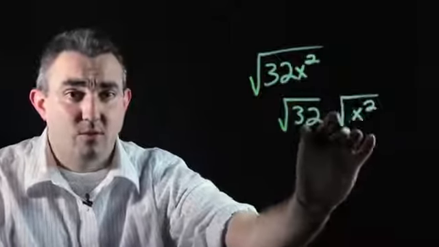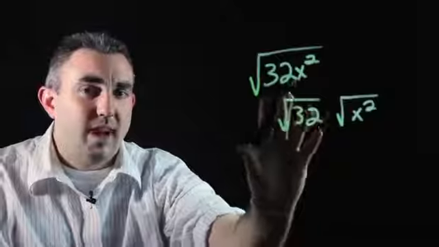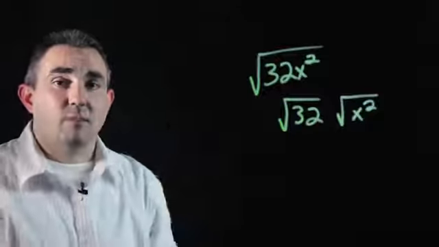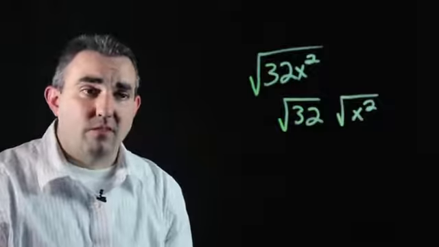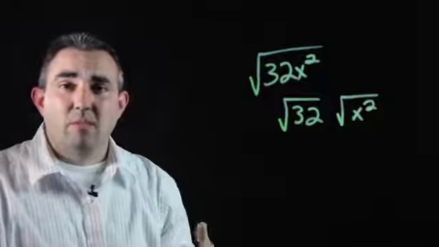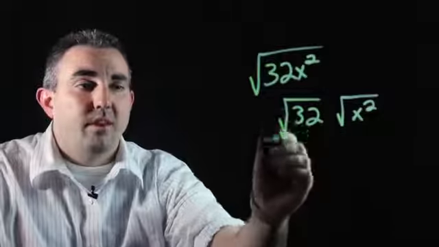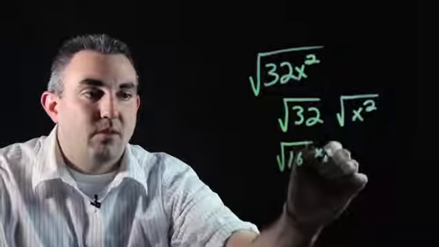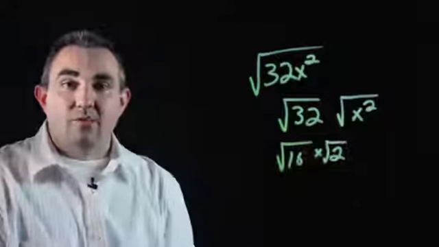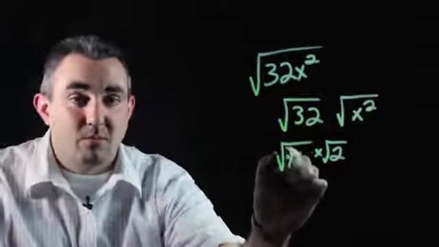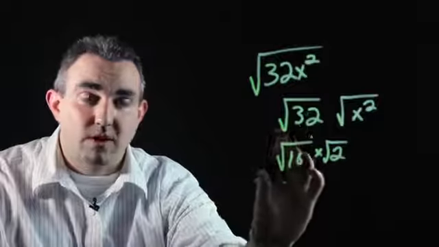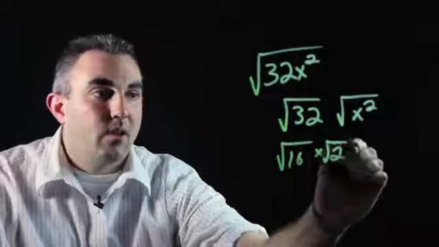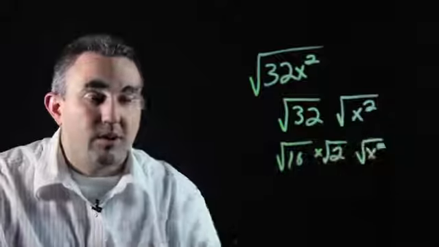x times x gives you x squared. 32, not as easy to do. So you need to think of some of the factors of 32 that might include a perfect square inside of it. For example, if you multiply 16 times 2, that gives you 32. And 16 is a perfect square because 4 times 4 gives you 16. You also have this x squared over here to worry about as well.